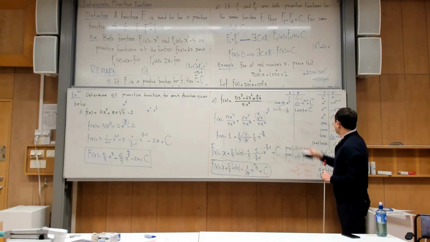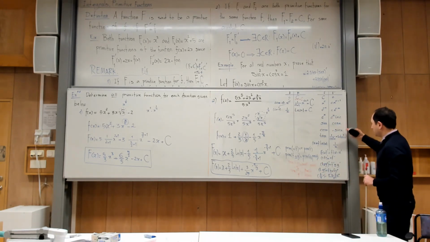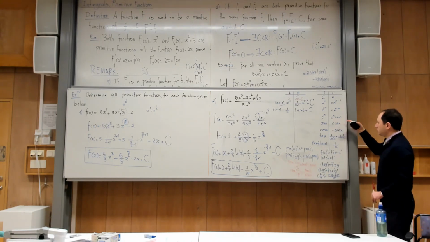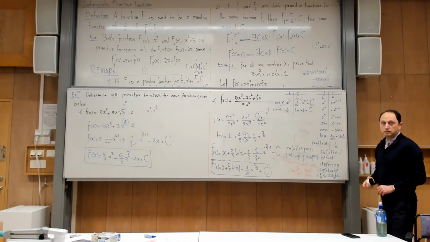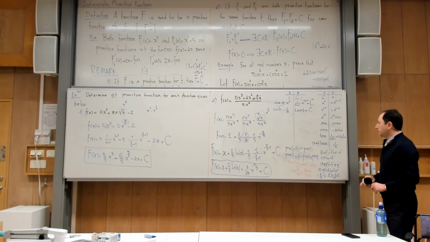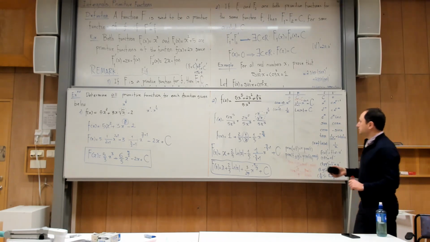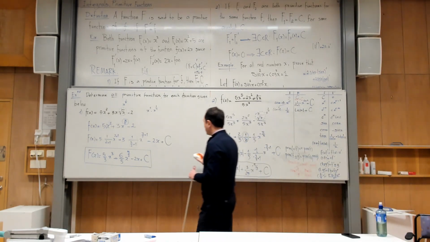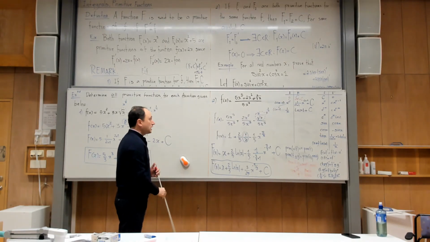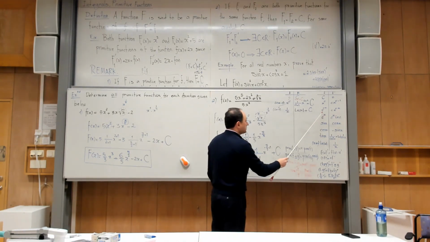Okay. Now we want to talk about the rest of this table. Sine, cosine, and tangent. Okay? So how should I do that? I want to ask your help with that. Oh, sorry. We still have these exponential functions here.